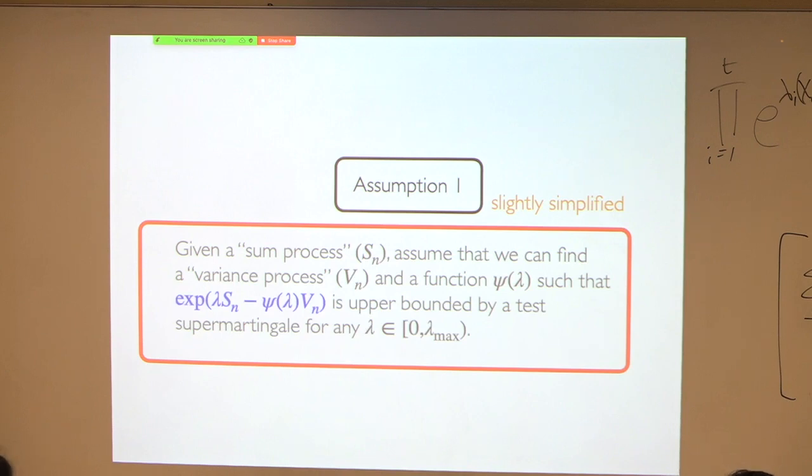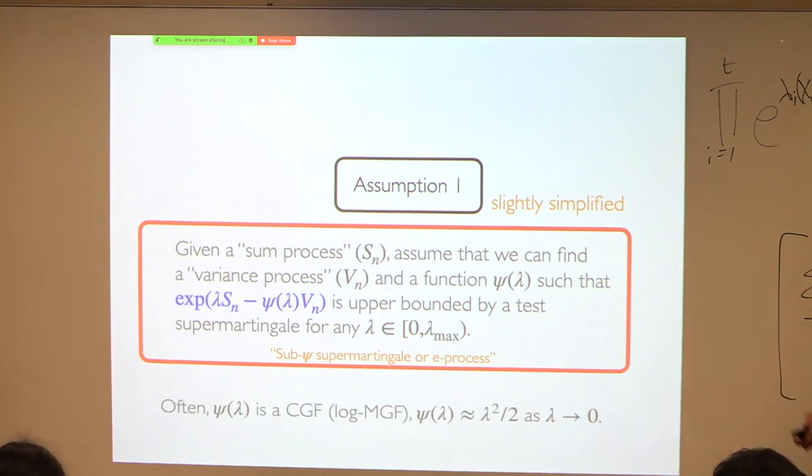So in that case lambda max is 1. But this psi of lambda is going to differ depending on the nonparametric assumption that we have, and Vn is going to differ based on the nonparametric assumption, but Vn is always like a variance and Sn is always like a sum. And so this is the key assumption, and we call this a sub-psi supermartingale or a sub-psi E process. Okay, I'm going to give lots of examples, but all of the examples are going to look of this form. Now, usually the psi of lambda is a log MGF. So as I said, usually you should squint at it and say it looks like lambda squared by 2, at least as lambda goes to 0. This is a property for any log MGF. It looks like lambda squared by 2 near 0. So that's what you should think of psi of lambda as being.